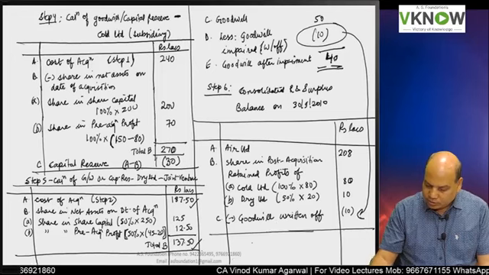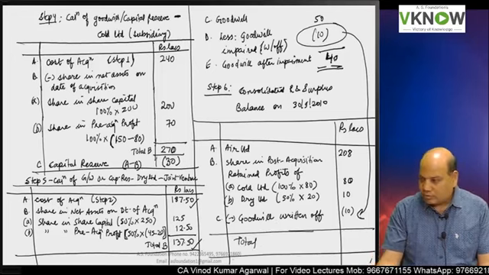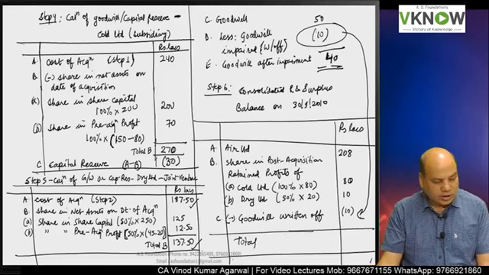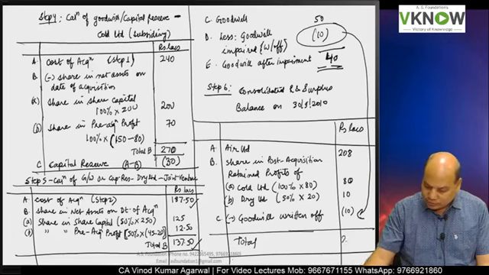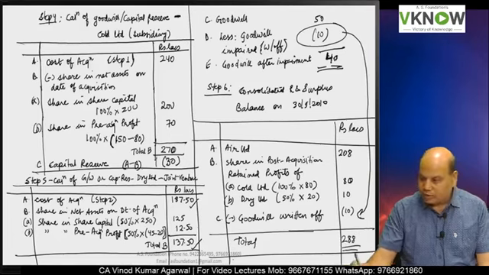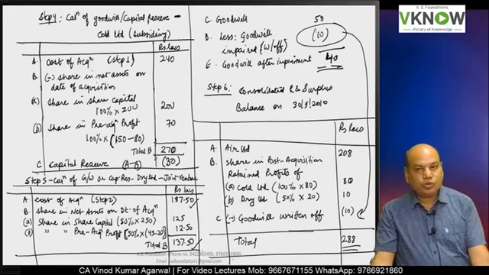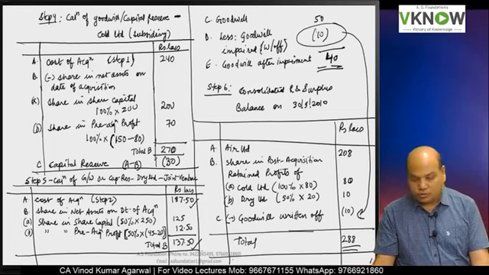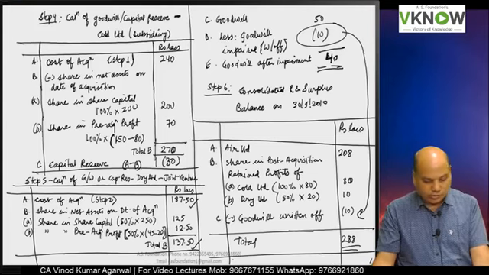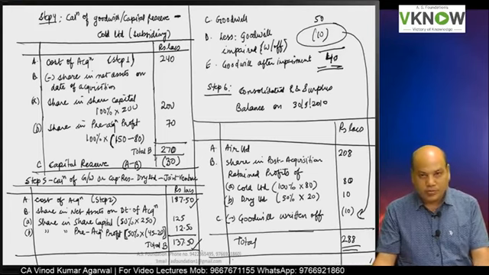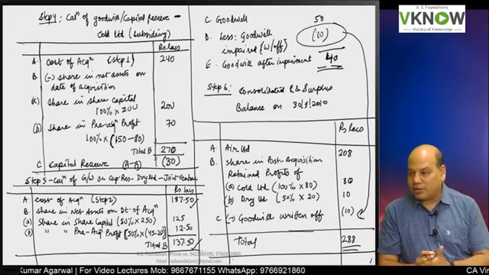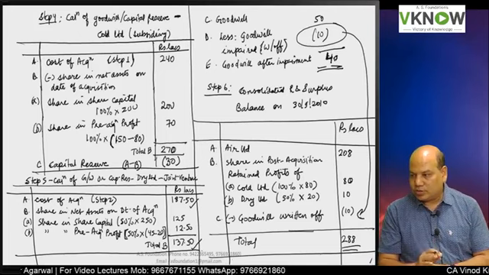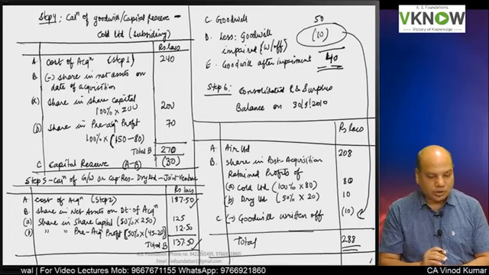So what is my total consolidated retained earning? 208 plus 80 minus 10 plus 10, 288. 288 will appear in the consolidated balance sheet. So we have completed all the steps, and now this will be very useful for preparing the consolidated balance sheet. Just go through it once, see if you have understood everything.